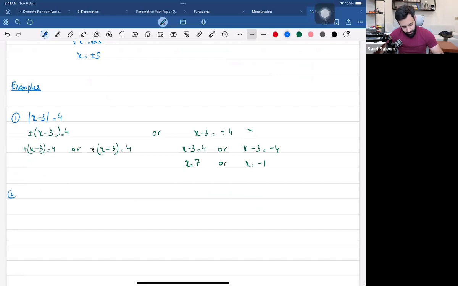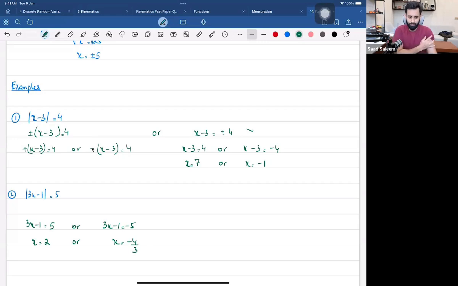Let's do another example. Let's say we have |3x - 1| = 5, and this is what we're supposed to solve. As soon as you get rid of the modulus sign, you have a plus and minus with the constant. So 3x - 1 equals 5 or 3x - 1 equals minus 5. Then you can solve this like a normal equation. So you have 3x equal to 6, which means x equals 2. And then you have 3x equals minus 4, which means x is equal to minus 4 upon 3.